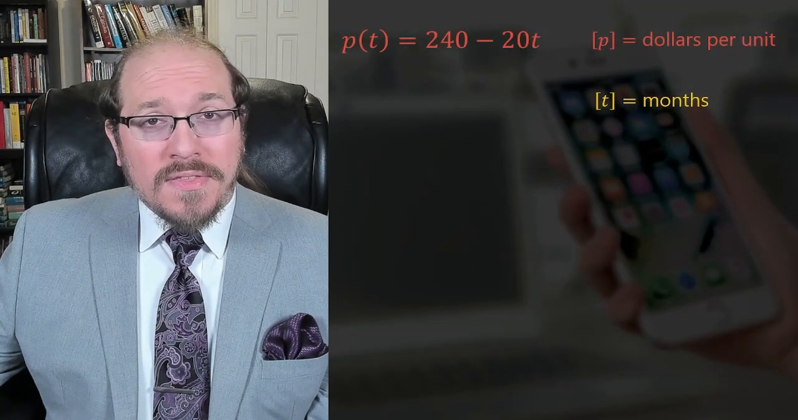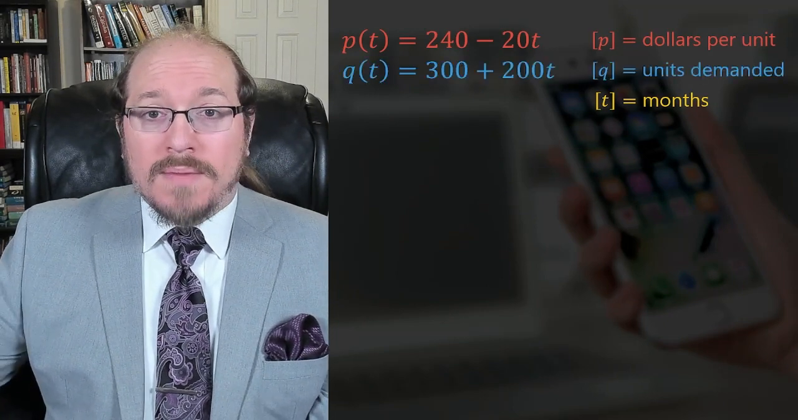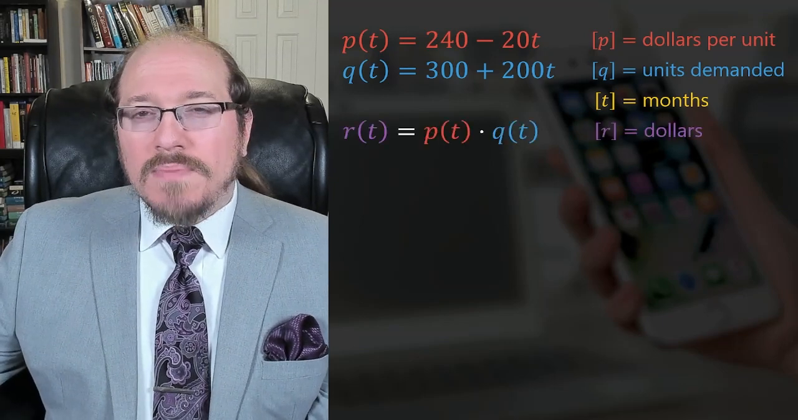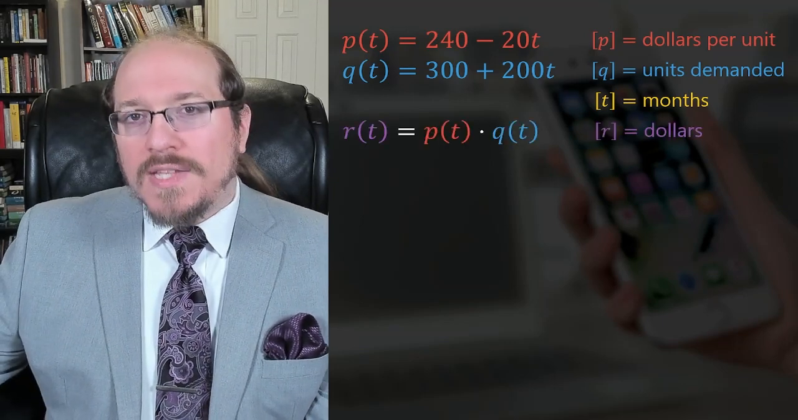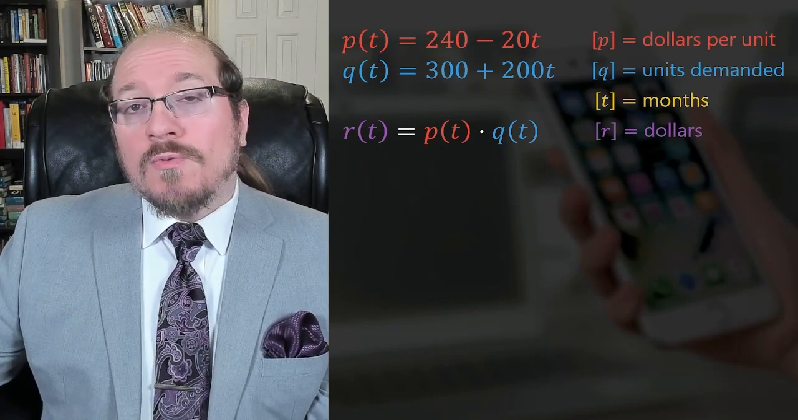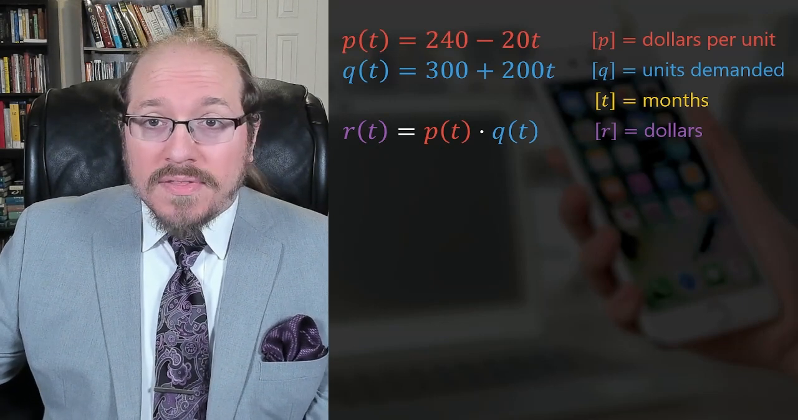Here's an example. Suppose a tech company comes out with a brand new gadget. Each month, they gradually lower the price, and as a result, more people want to buy it. The quantity demanded goes up. If we multiply these two things, the price per unit times the number of units demanded, then we get the revenue that company makes off that gadget in any given month.